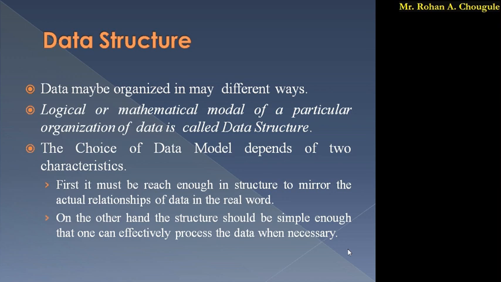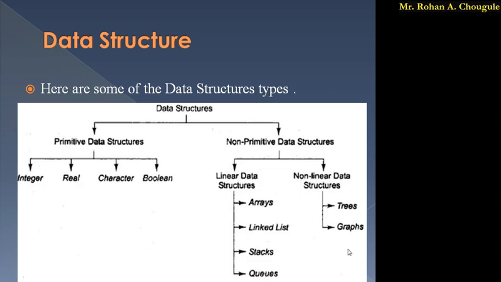Then the second thing is that it should be simple enough so that one can effectively process the data when it is necessary. So these are the two characteristics. First, it gives the actual relationship of data, and second, it should be simple enough so one can effectively process data when it is necessary. So these things we have to consider while choosing the data structure to store the data. And these are some types of the data structure. So basically data structure is divided into two types, primitive and non-primitive.